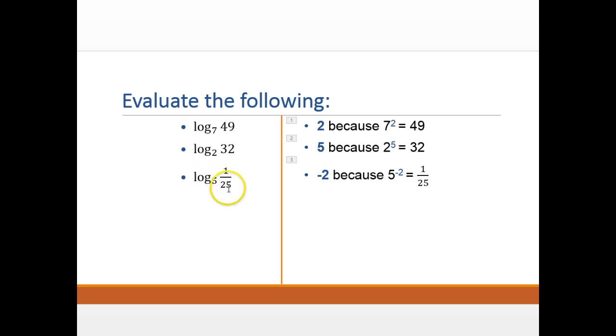Log base 5 of 1 over 25. 1 over 25 is the same as 1 over 5 squared, which is 5 to the negative 2 power, and 5 to the negative 2 power is 1 over 25, so my answer is simply negative 2.